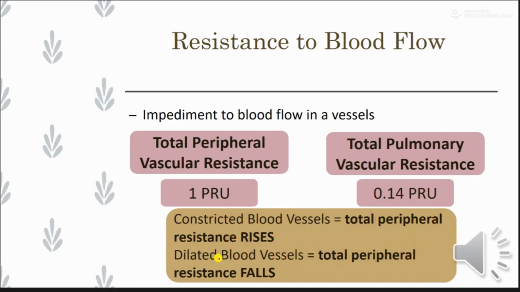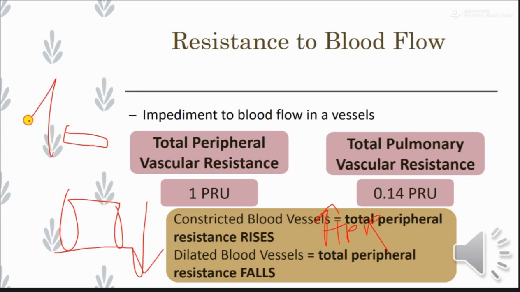The constricted blood vessels will increase your TPR. If the blood vessels are dilated like this, we know that the resistance decreases, but if they are constricted, resistance increases. In conditions in which all blood vessels throughout the body become strongly constricted, the TPR occasionally rises to 4 PRU. If they are dilated, the resistance can fall to as little as 0.2 PRU. Again, PRU is peripheral resistance unit, okay?